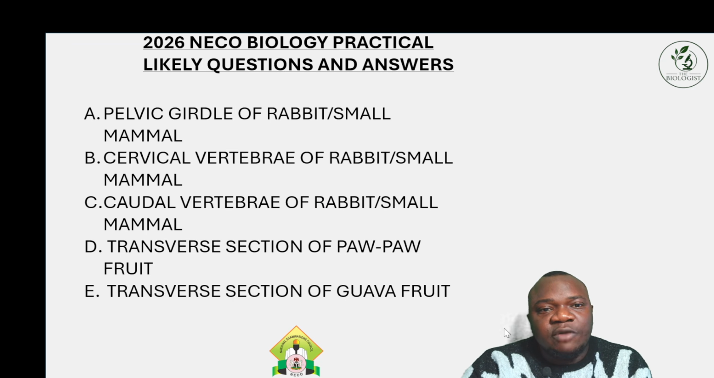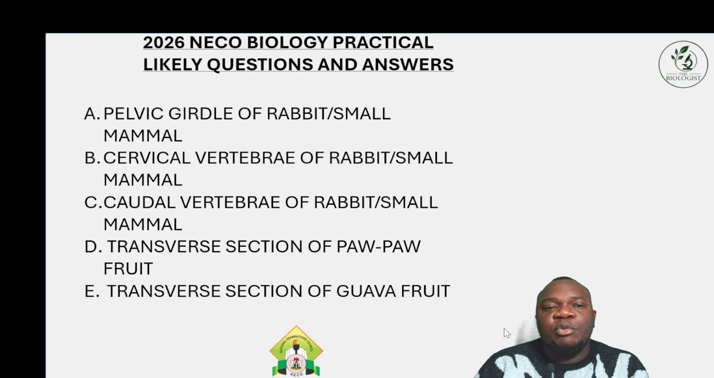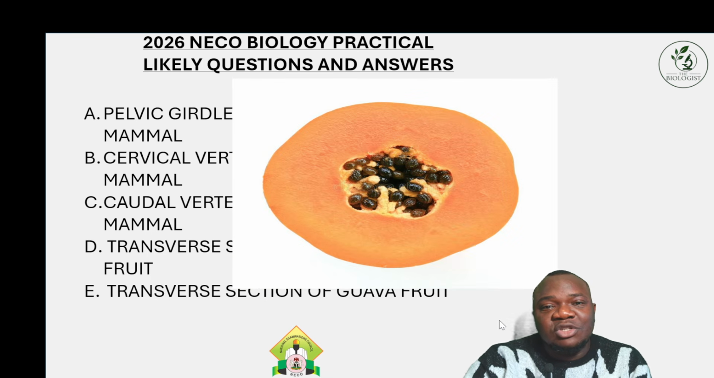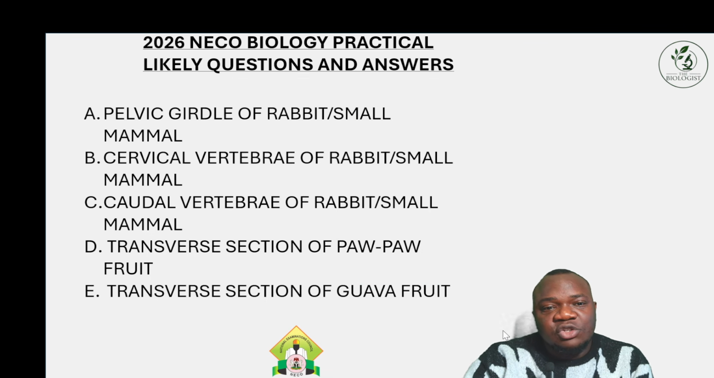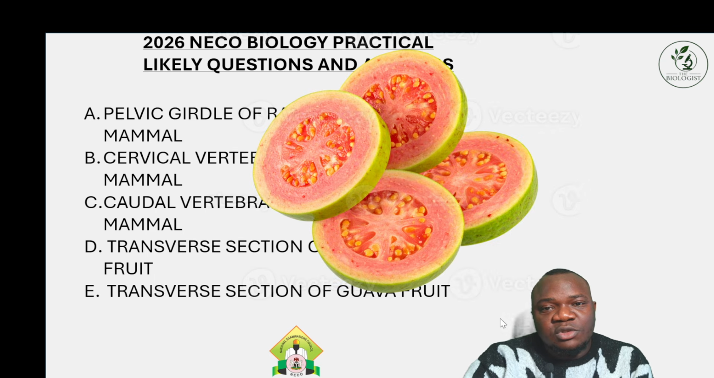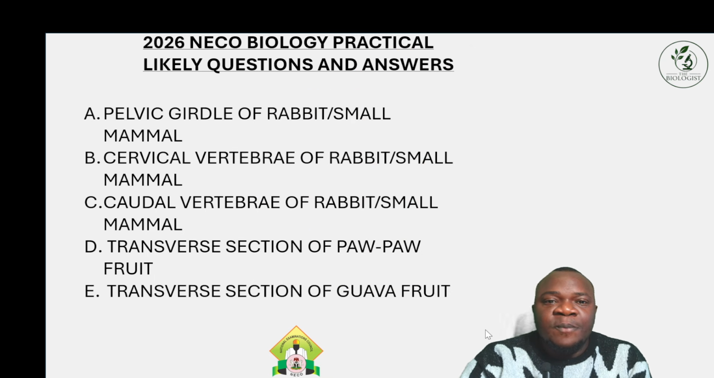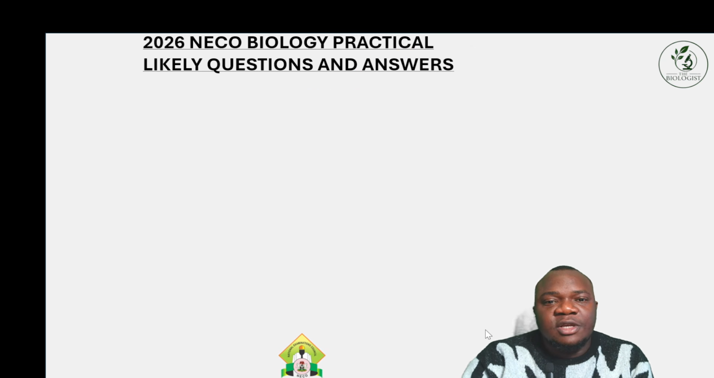Then specimen D, you have a transverse section of a pawpaw fruit. We eat pawpaw fruit very well, it's very common in Africa. So that is the transverse section. Then you have a transverse section of a guava fruit. This is how it looks. All right, so we check other specimens.